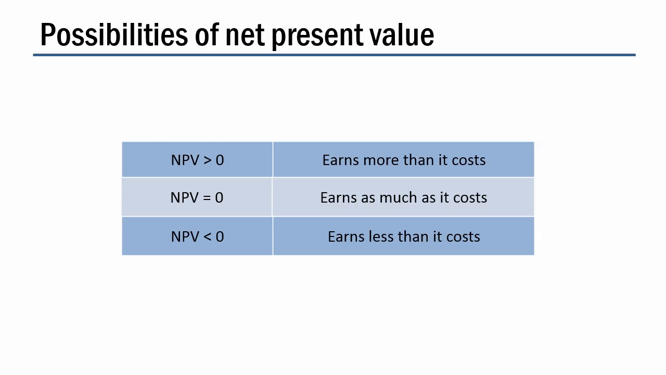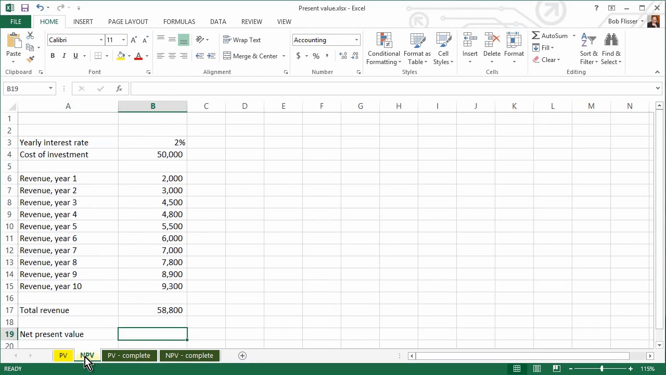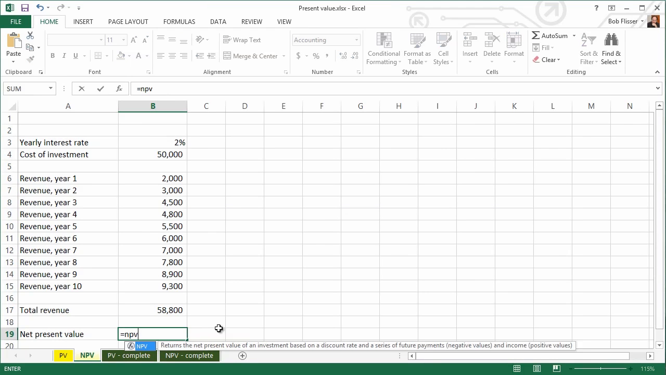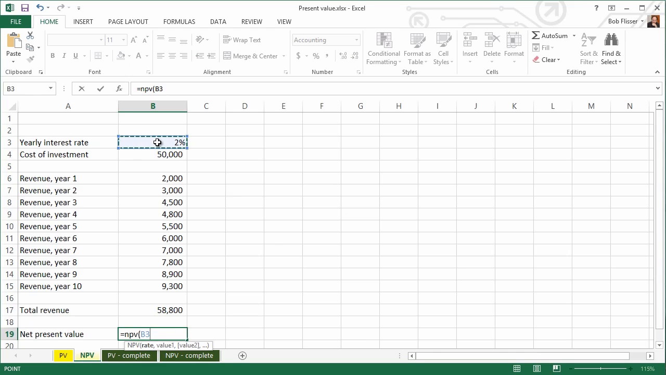Okay, enough talk. Let's go and do this. So you want to make sure to be on the NPV worksheet, and we'll click here in cell B19. Let's put in the function. So we'll say equals NPV, open up the parenthesis, and the first thing it asks us for is the rate. So here's the rate up here in cell B3.